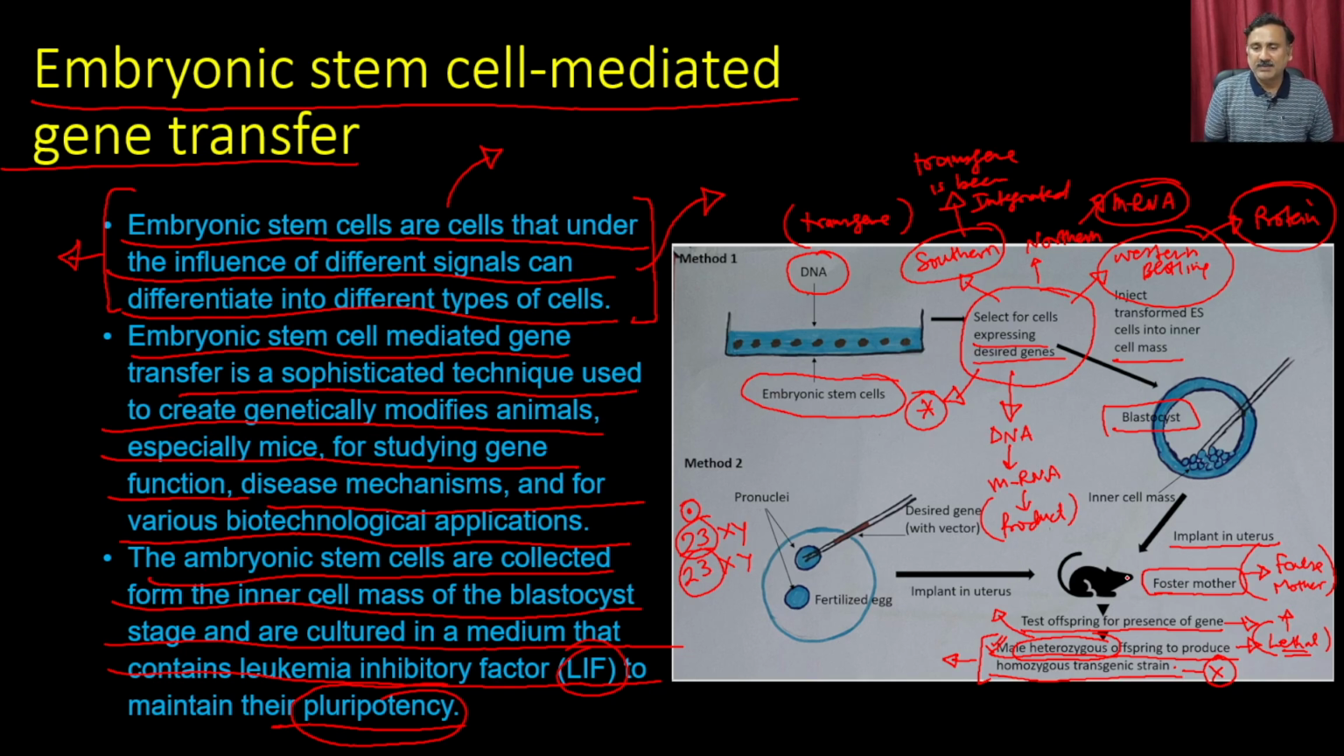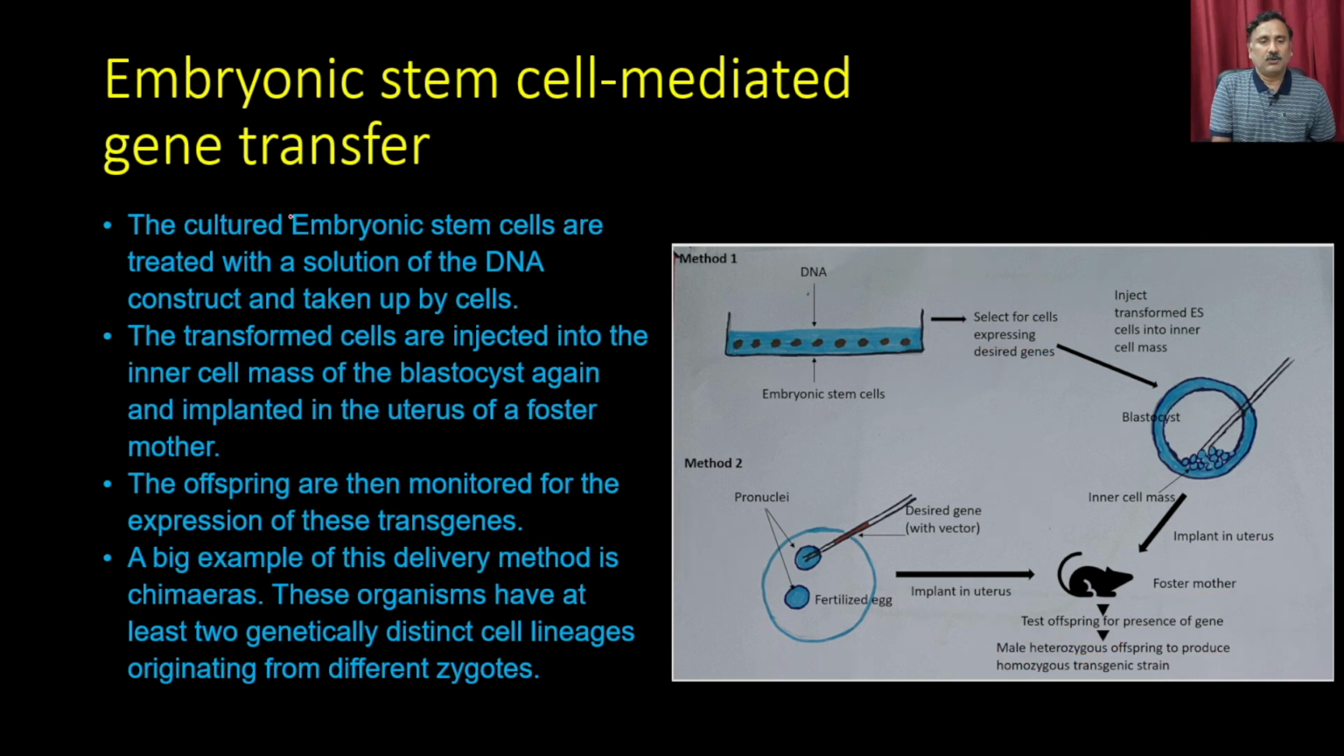Once you are sure about this, then you can implant this into the uterus, and once you have implanted this, it is going to give you the animals, and those animals can be used for downstream applications. So, this is the method I have discussed.